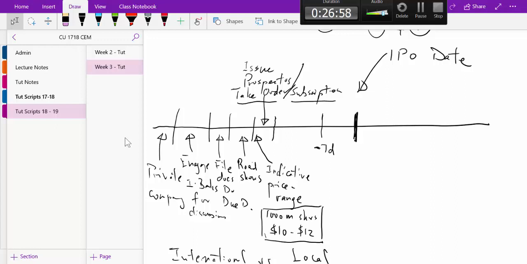Now there will be two things happening after the subscription to the public, and by that I mean the general retail investing, closes, which I think is around 7 days before the IPO. Actually, it's going to be a very busy week for everybody. Three things will happen. First is what we call the clawback.